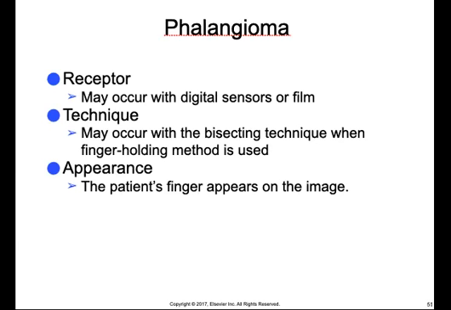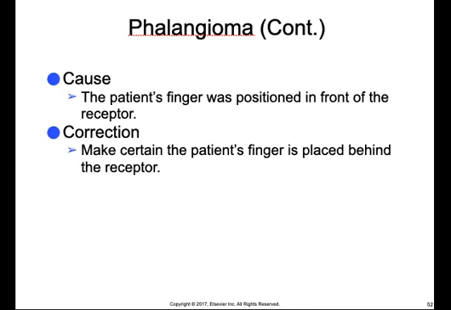A phalangioma can happen with digital sensors or film, and it can occur with the bisecting technique when a finger holding method is used. And the appearance is that we'll actually see the patient's finger, or your finger if you're the one holding the receptor, which is something you should never do. The cause for this is that the patient's finger or somebody's finger was positioned in front of the receptor. To avoid a phalangioma, never allow a patient to hold a receptor during an exposure.